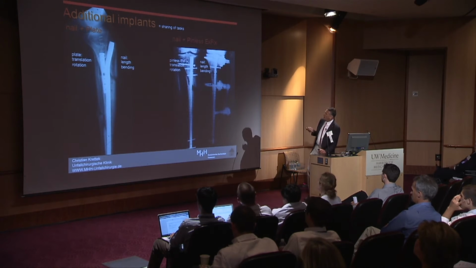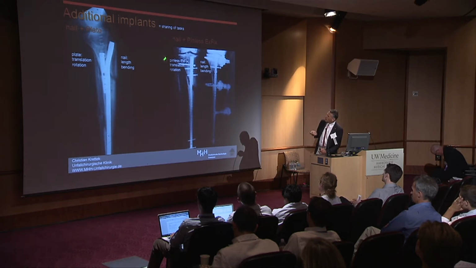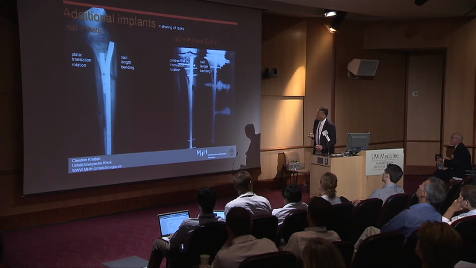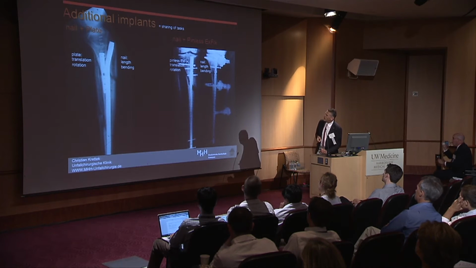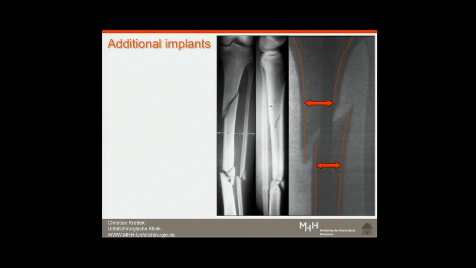Other options, this is a little bit out of date, but pinless external fixator. You look how nicely this corrected this malalignment and instability. Again, the pinless has one group of tasks: translation and rotation, and the nail did the rest. So this is the principle of implant sharing. Another group of implants which help us to address malalignment and instability are polar screws.